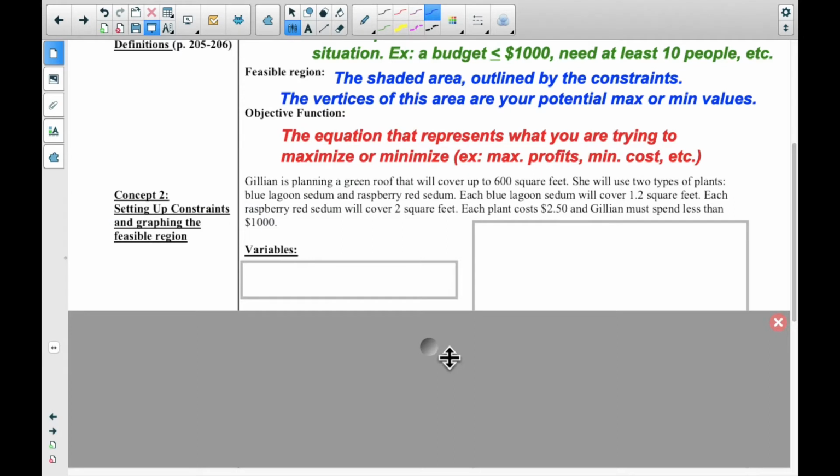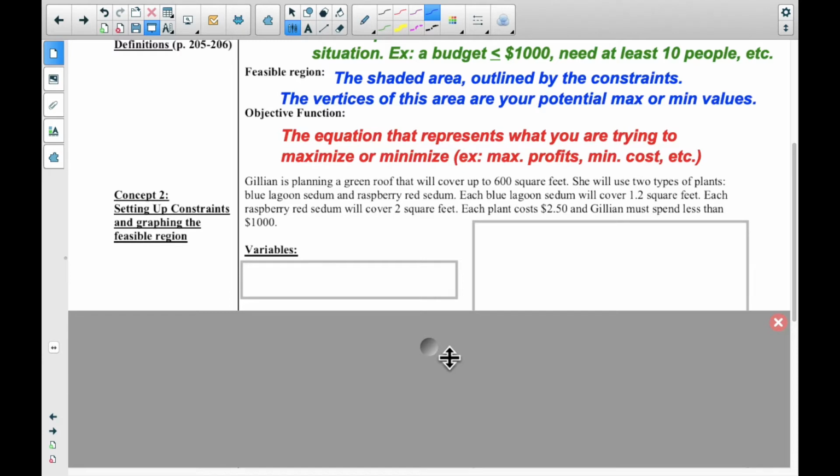Okay, typically when we look at a word problem, we want to break it down and find out even what are our variables. And as you read through this problem, there is a lot going on in this problem. So it's kind of hard to say what our variables are. Because as you look at it, you've got square feet, you've got two different kinds of plants, you've got a budget, you've got a cost, you've got all these different things. And so what are your variables?